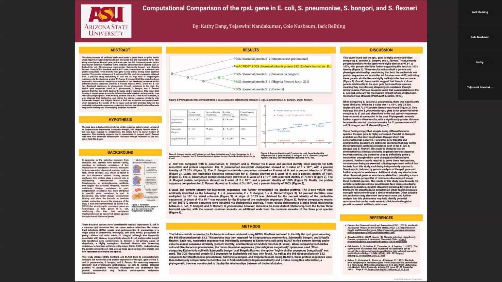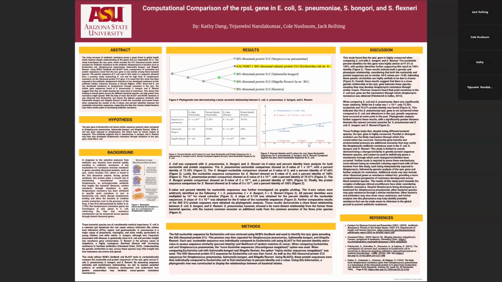Moving on to our percent identities, the percent identity of pneumoniae was 72.2%. For bongori, it was 97.6%, and flexneri was 100%. That was all for the nucleotide percent identities. Percent identities for the proteins were 70.0%, 100%, and then 100% respectively to pneumoniae, bongori, and flexneri.